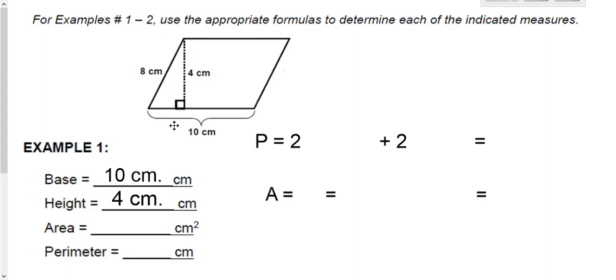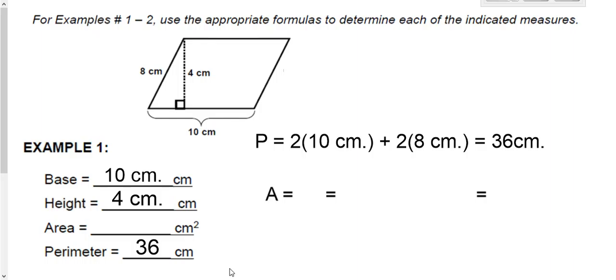For perimeter, we said it was 2 times this length right here, 2 times the 10 centimeters, plus 2 times the length of the other side here. Don't get it confused with the height here. There's the parallelogram. So 2 times 8 centimeters. You can put that in your calculator, and we should get 36 centimeters. Now they had the units here, I put them in again, but don't forget the units. That's part of the answer. So our perimeter was 36 centimeters.